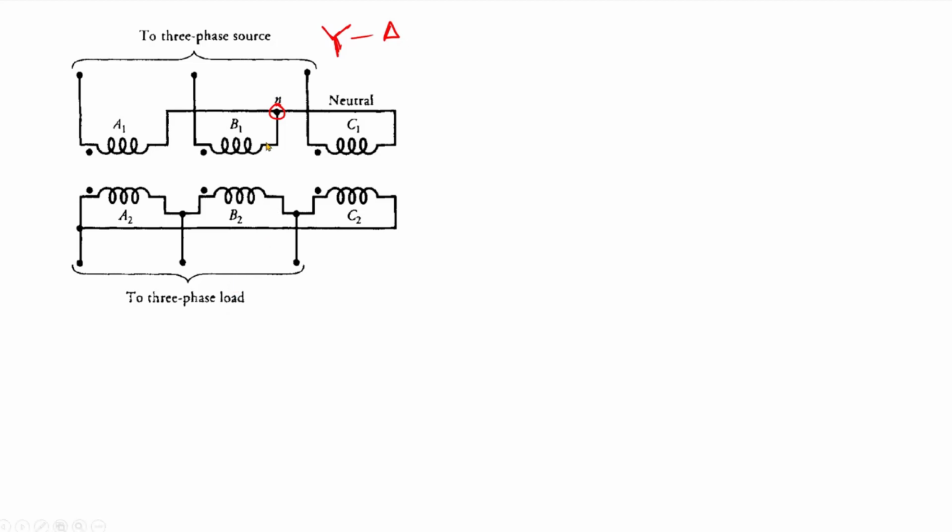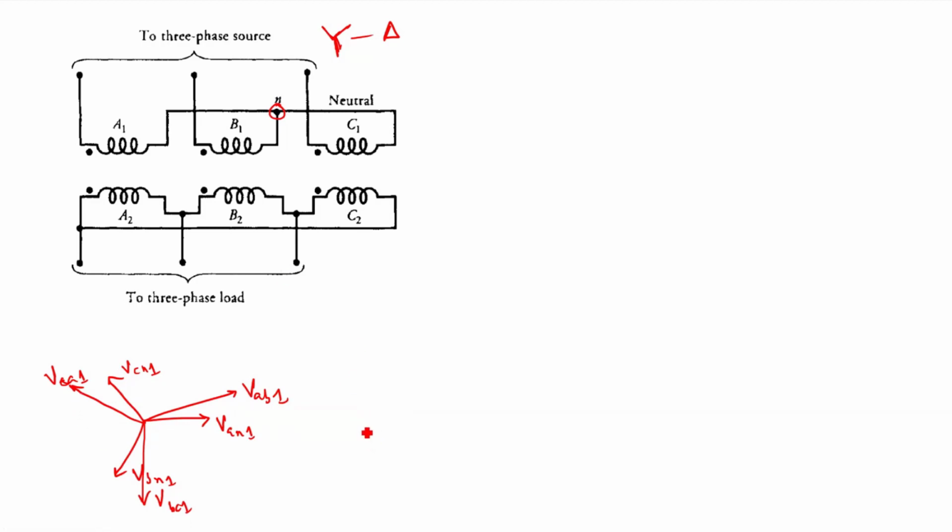Now for this case, if we plot the phasor diagram, how will it look for the line voltage? If we find the line voltage for the primary side for the positive sequence condition, this is your VAN1, this is VBN1, this is your VCN1, and here will be VAB1, VBC1, and VCA1. So these are the line voltages VAB1, VBC1, and VCA1.